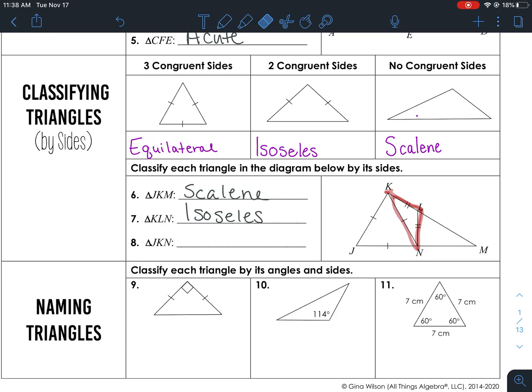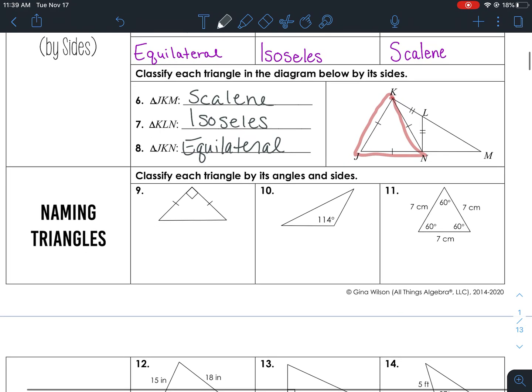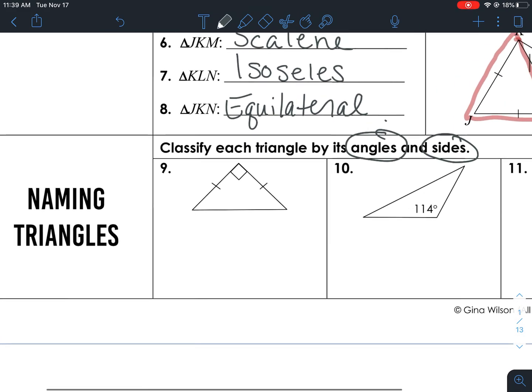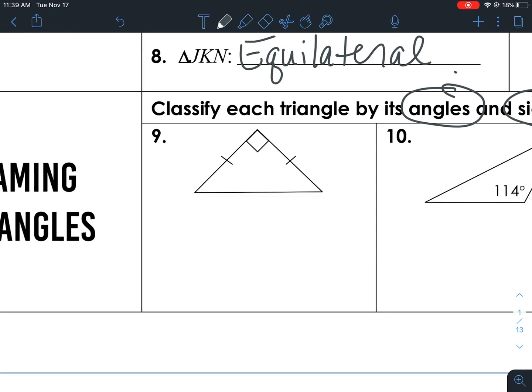Okay, last one here is going to be JKN. They all have one tick mark on each, which means they're all the same, so that is an equilateral. All right, so now let's classify it by our angles and by our sides. Okay, so for this one, we have two congruent sides. So by sides, we are going to call that an isosceles.